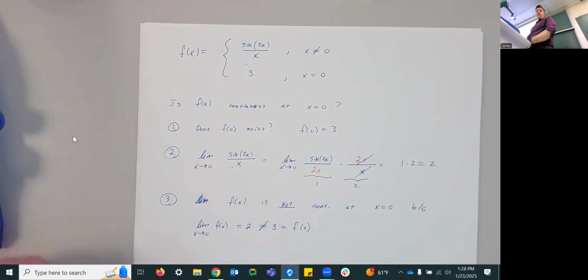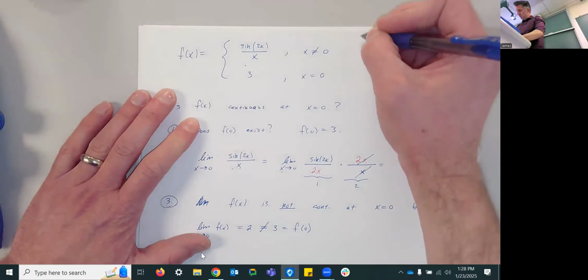This is an example of a point discontinuity, or there's a different word, a removable discontinuity, in that we could fix it by moving one point. In fact, let me show you what I mean. I can just graph it. I'm not that bad at graphing, probably.